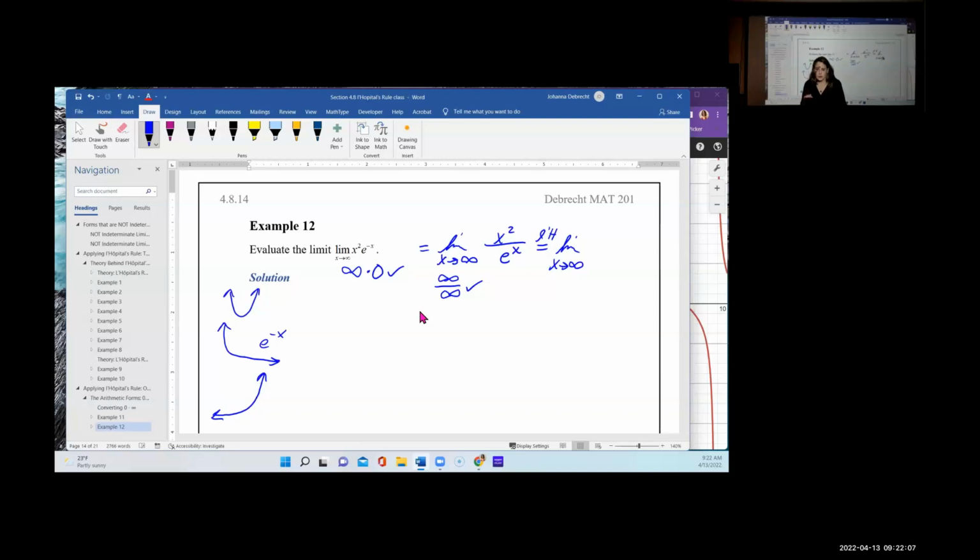doing quotient rule. All right, do not mistake this for the quotient rule. This is not the quotient rule. The quotient rule would require f prime g minus g prime f all over g squared. We are not doing that. This is something different.